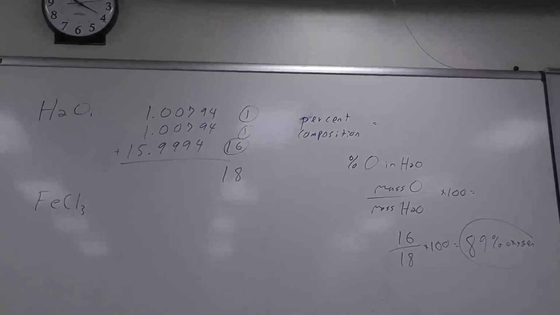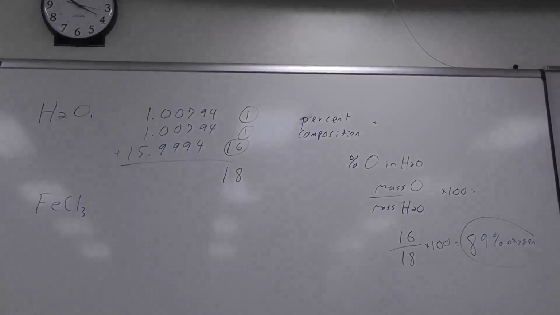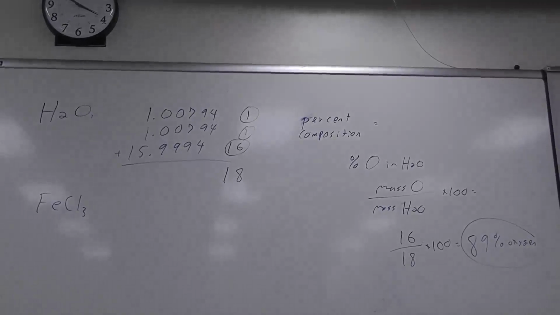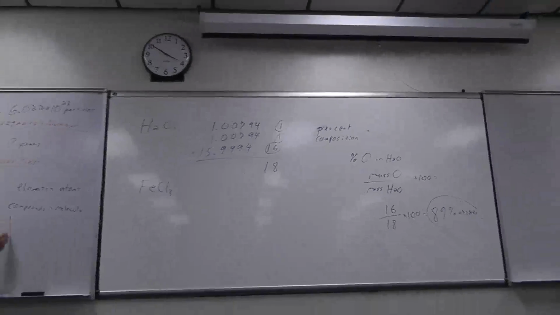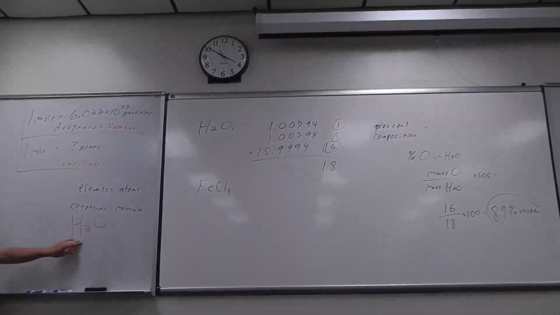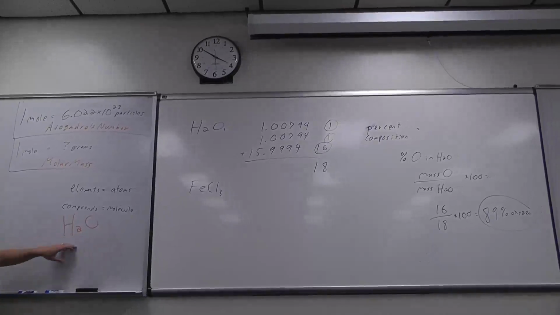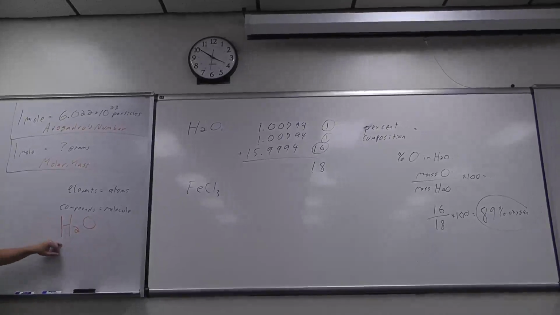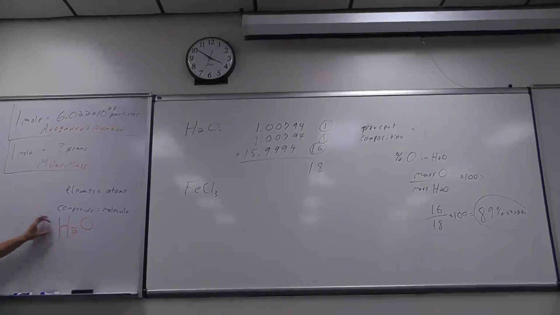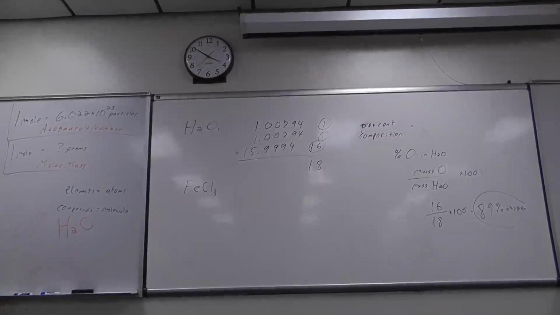Eighty-nine percent of water's weight is oxygen weight. Now for comparison, if we go back to that formula H2O, you've got twice as many hydrogen atoms as you do oxygens, correct? There's 3 atoms in that molecule, and 2 of the 3 atoms are hydrogen. You've got a lot more hydrogen atoms than you do oxygen atoms. But that's not the way percent works.